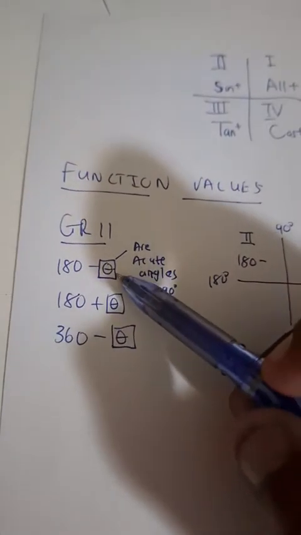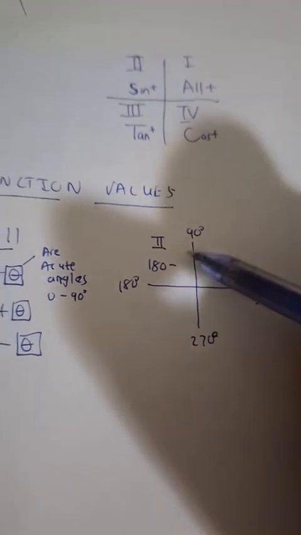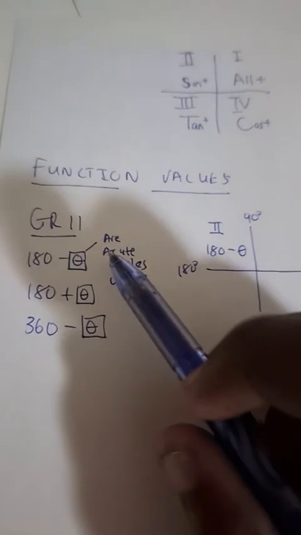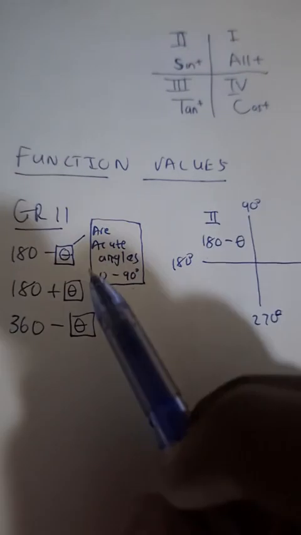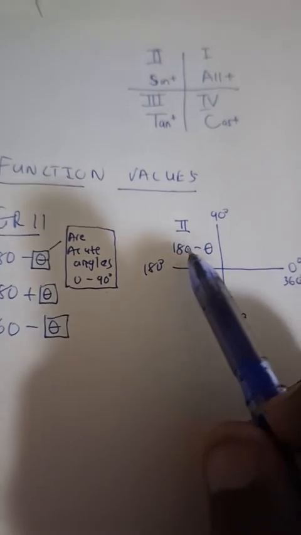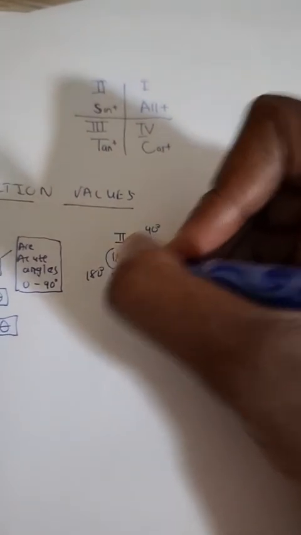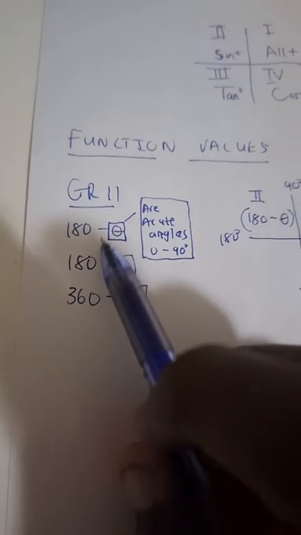But I then have to have a limit, because the angle that I am subtracting has to be an acute angle. In other words, it has to be between 0 and 90 degrees for it to fall in the second quadrant. So that's why, guys, I'm saying to you, 180 minus theta is referring to the second quadrant if and only if the angle theta is an acute angle. So that's why 180 minus theta is speaking about the second quadrant. That is the first function value, 180 minus.